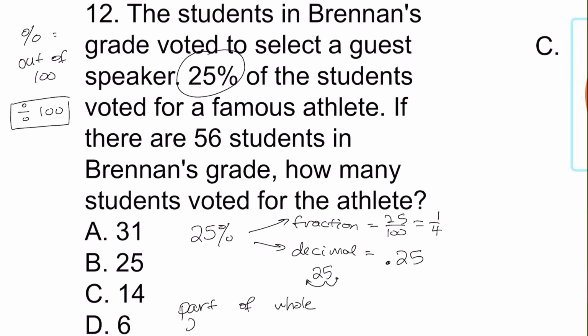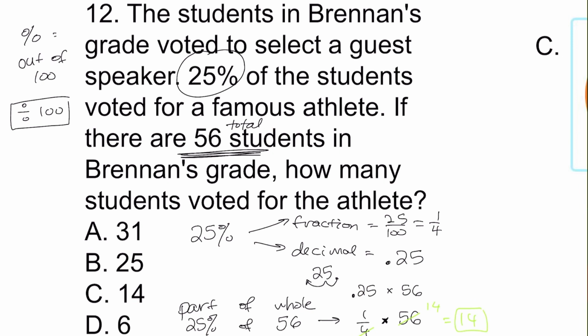So in this case, the part is 25%, and we have the whole because this is the total number of students in the grade. So we'll take 25% of 56, and that would be either 1/4, and the word of means to multiply. So it'll be multiplying 1/4 times 56, or 0.25 times 56. In this case, the fraction is easier because you can cross simplify. You'll be able to cross cancel, and when you do that, you get 14. So the answer will be choice C.